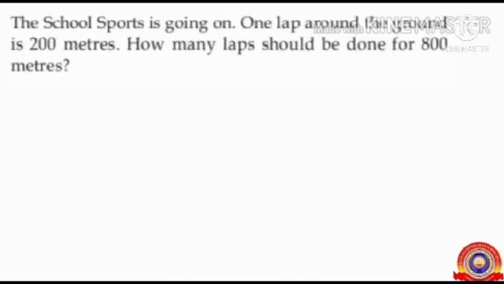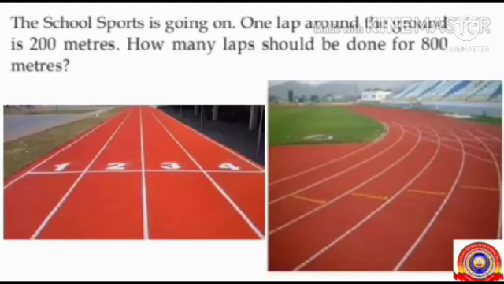Let's do the next question. The school sports is going on. One lap around the ground is 200 meters. How many laps should be done for 800 meters? Children, do you know what is lap? Lap means a trip around a racetrack. That is one full circuit in a race.